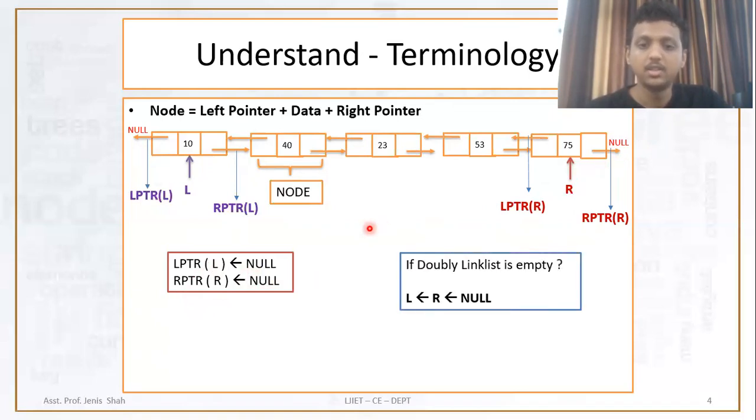Fine. If the doubly linked list is empty, then what happens? Remember one thing: if my singly linked list is empty, then what happens? The first pointer is pointing to null. If my circular linked list is empty, again the first pointer is pointing to null. That means the linked list is empty. Same like that, students, if my doubly linked list is empty, then both L and R pointers are pointing to null. Clear?